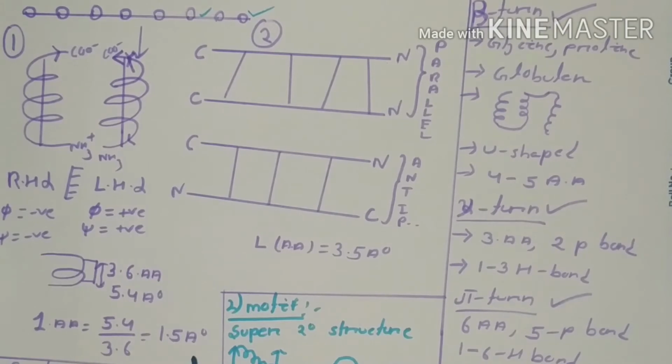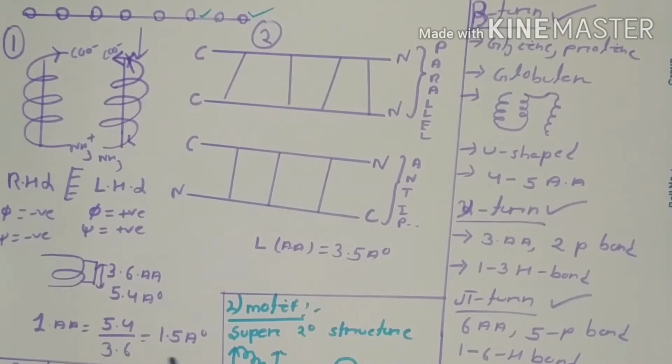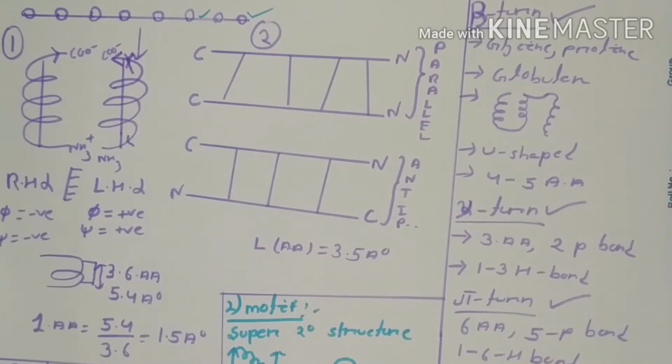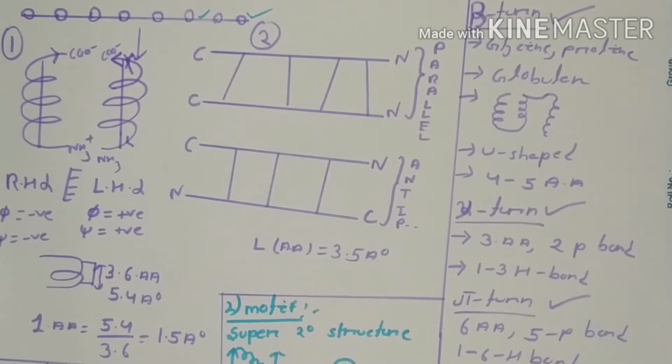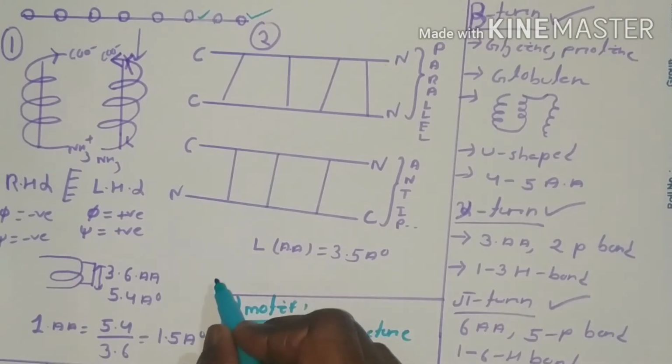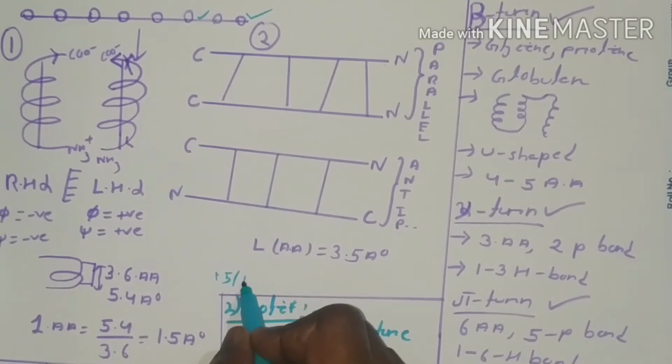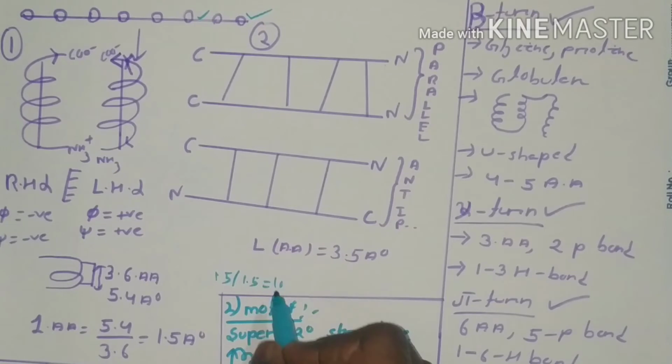From this we can calculate various types of data. For example, if you are given 15 Angstrom length and the protein is an alpha helix, then how many amino acids will be there? That will be 15 upon 1.5, that is, there will be 10 amino acids.